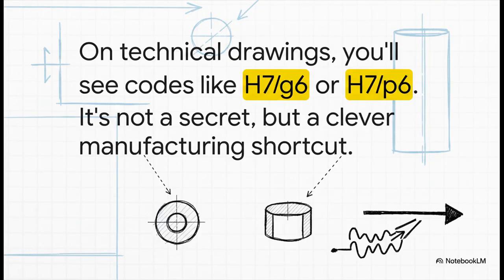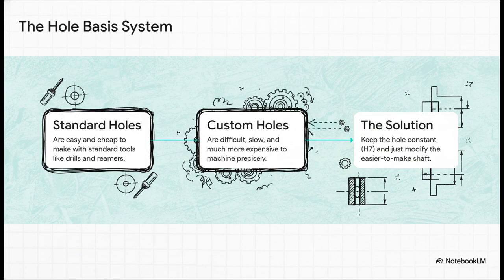If you ever glance at an engineering blueprint, you're going to see these codes all over the place. H7/G6, H7/H6, H7/P6. I know it looks like some kind of secret code, but it's actually an incredibly clever shortcut. And have you noticed the pattern? That H7 for the hole, it's almost always the same. Turns out there's a really practical and very money-saving reason for that. It's called the hole basis system, and honestly, it's based on a super simple manufacturing reality.